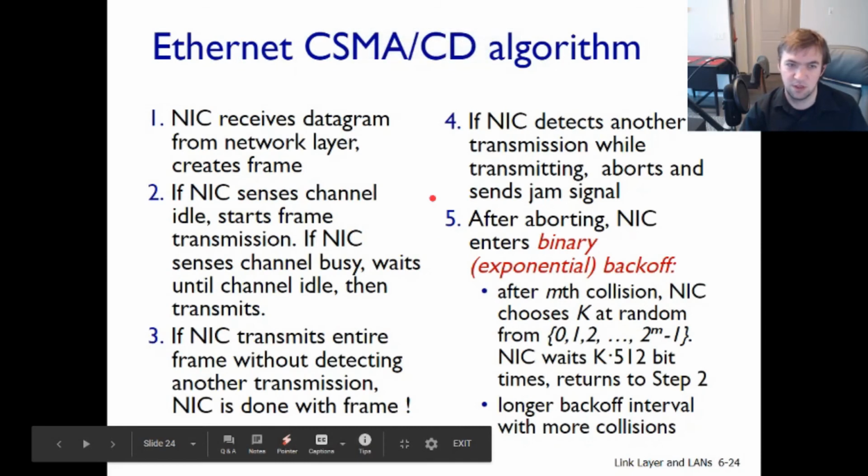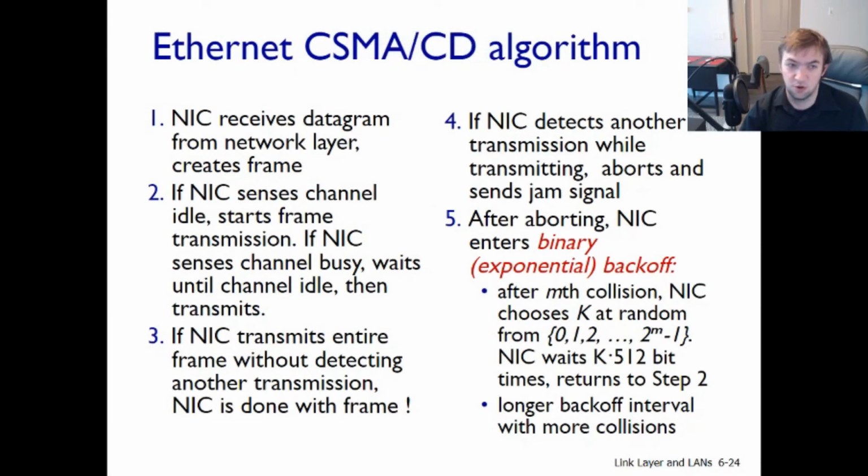So here's what CSMA with collision detection looks like from the perspective of the network interface controller and adapter when you're working with Ethernet. First off, the controller gets a datagram from the network layer and it creates a frame that it's going to send through the channel. If the channel seems like it's idle, you send it. If the channel seems like it's busy, wait until it's idle and then retransmit. If it can transmit the whole frame and there's no collisions detected, great, we're all done.